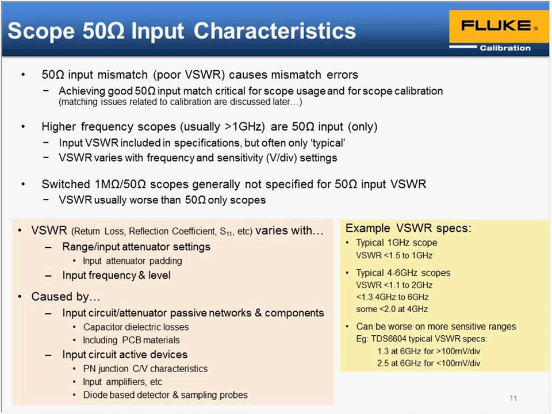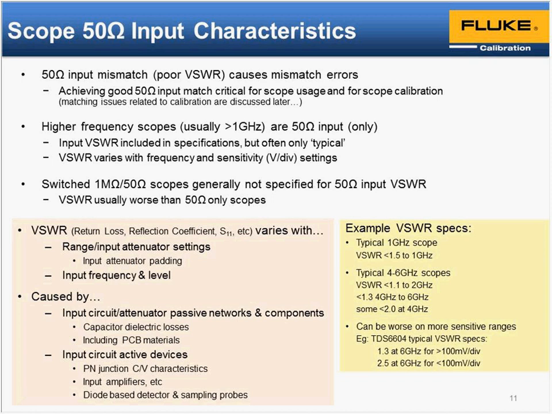So when you're operating at the most sensitive ranges of the scopes and going almost directly straight into the input amplifiers or the input samplers, then the match deteriorates. Another reason why the match changes with frequency and voltage level is due to things like the passive components in there. They will cause frequency-dependent errors, the capacitive dielectric losses, which includes the parasitic capacitances of the PCB materials, as well as the actual capacitors in the input circuits. Plus, as I've mentioned already, the semiconductor devices are extremely nonlinear.